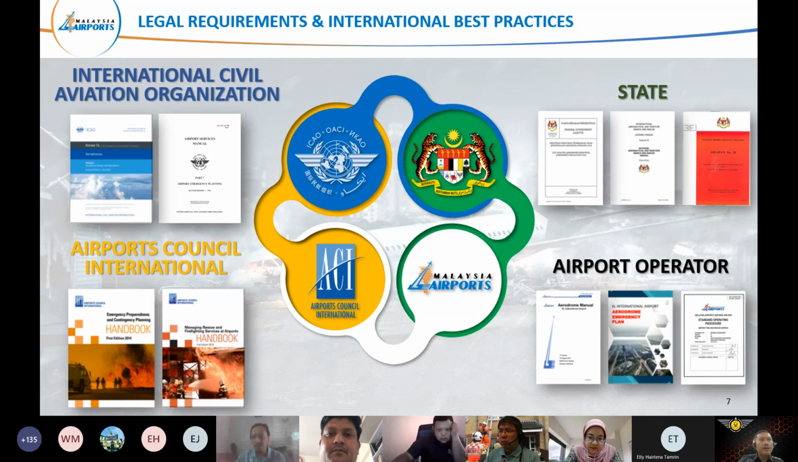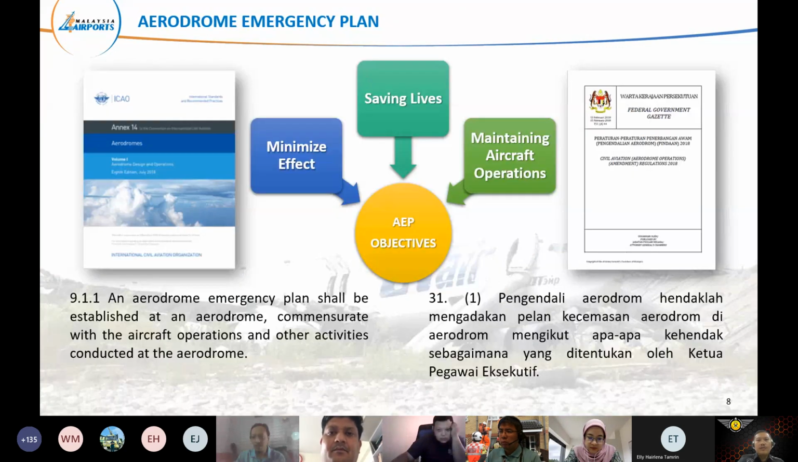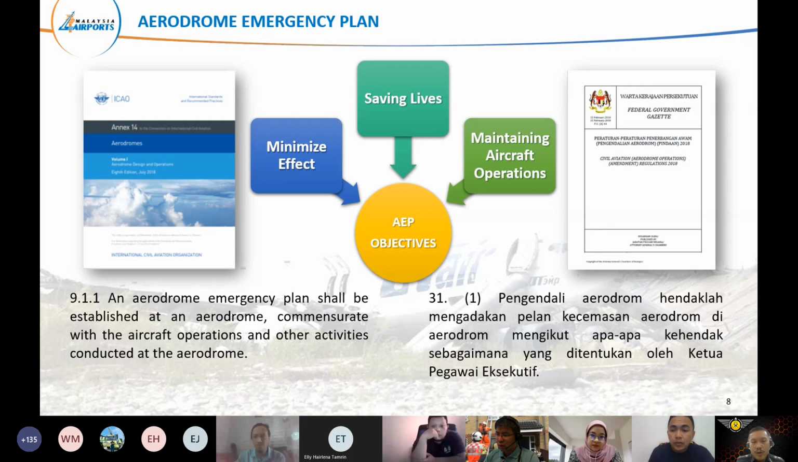Okay, a little bit about our requirements. So we go into details. What is an aerodrome emergency plan? Why do we need an aerodrome emergency plan? It's stated in ICAO Annex 14, 9.1.1, an aerodrome emergency plan shall be established at an aerodrome commensurate with the aircraft operation and other activities conducted at the aerodrome. As we know, the word shall means compulsory. Compulsory, no excuse.